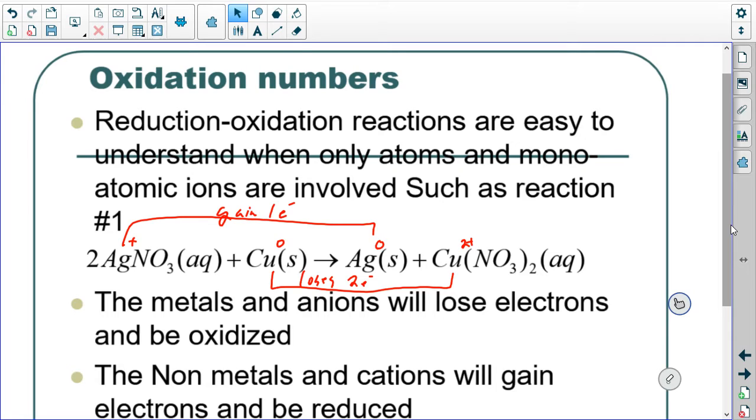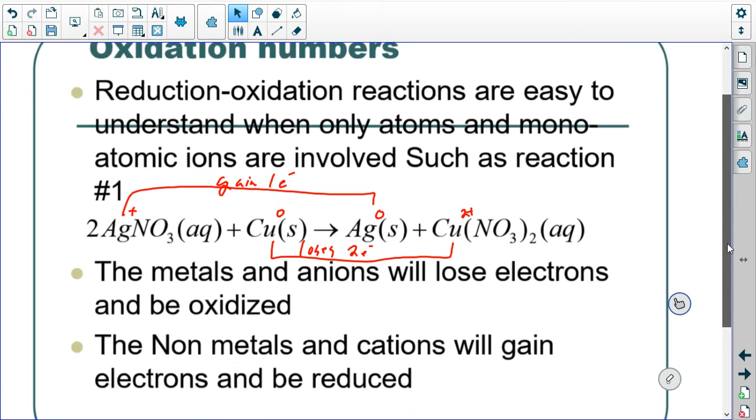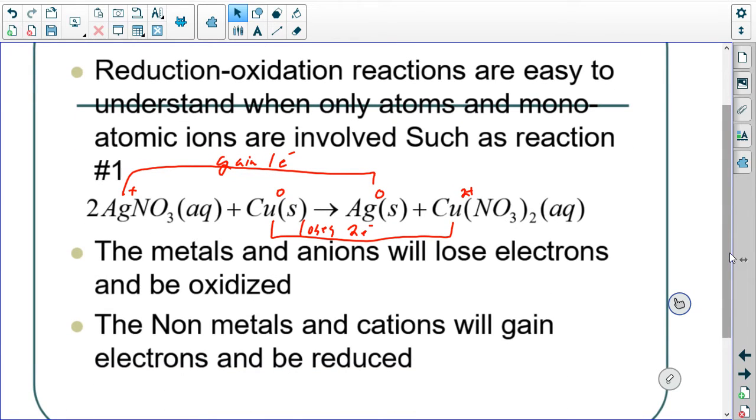It's also fairly easy to see that since the NO3 stayed the same, it didn't change. It's our spectator ion in this case. So generally we have this generalization. Metals and anions, so negatively charged ions, will lose electrons, as the copper did in this case. Nonmetals and cations will gain electrons and be reduced, as the silver ion did in this case.